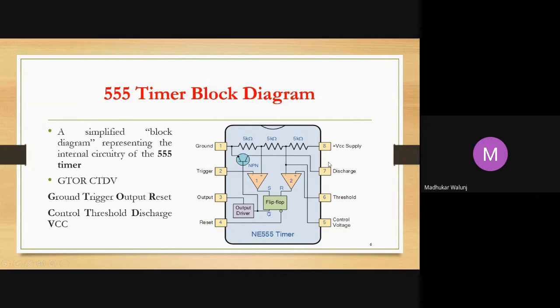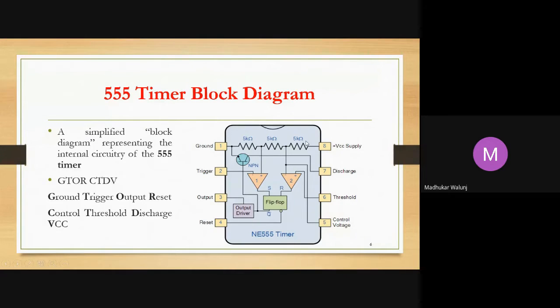So how are these 8 pins internally connected? We have three 5 kilo ohm resistors connected in a voltage divider manner. One NPN transistor is there, two operational amplifiers as comparators, one flip-flop, and there is a current driver, or we can say output driver. So these 5 elements are the internal blocks of the 555 timer.